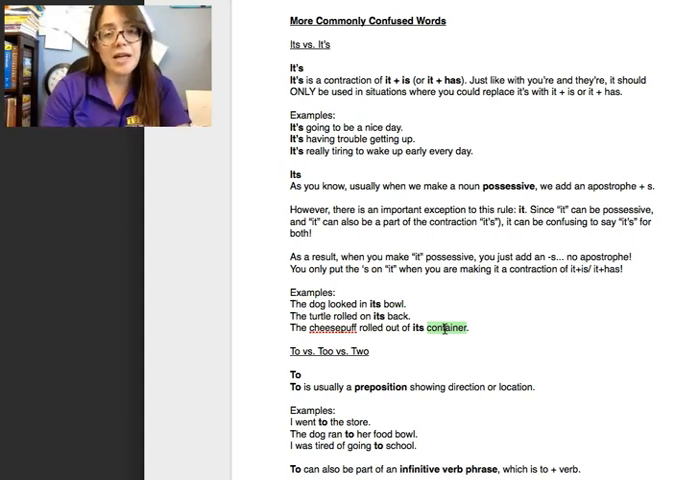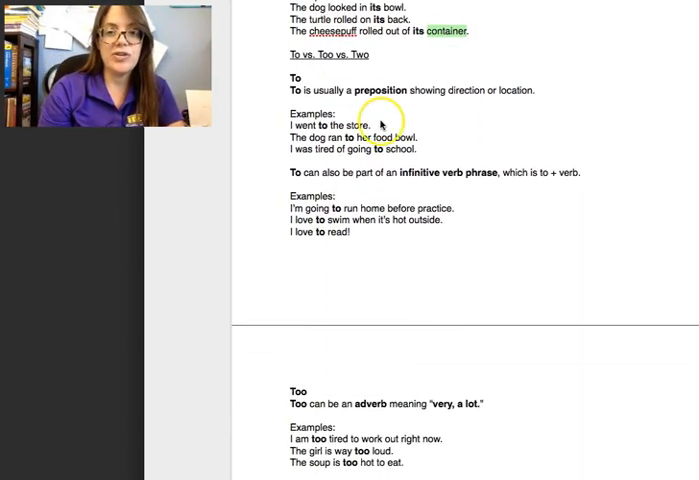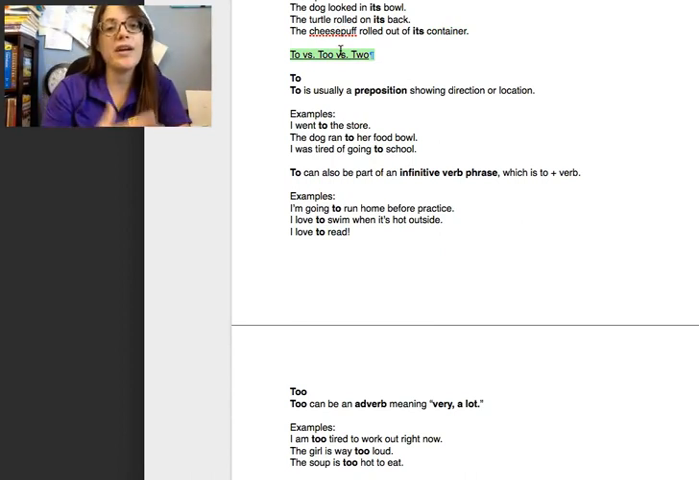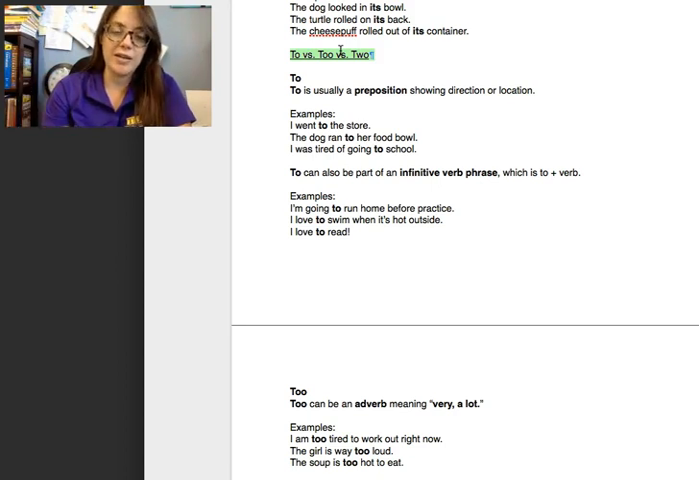Okay, now I want to talk about one more set of homophones that we tend to confuse, and that is to, too, and two. Okay, now unlike with your and you're and its and it's, here we're not dealing with a contraction versus not a contraction. This one is just totally random. These words can be lots of different things, so this is probably one of our harder ones to kind of nail down. So let's talk about to.